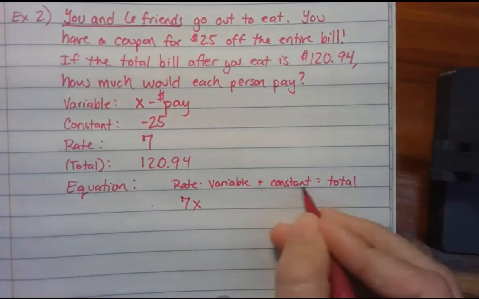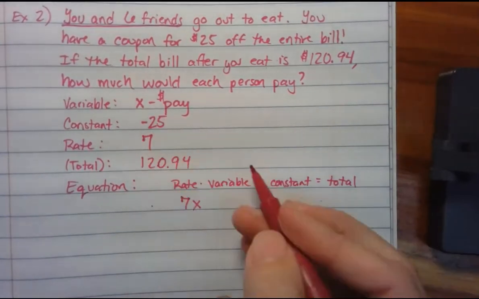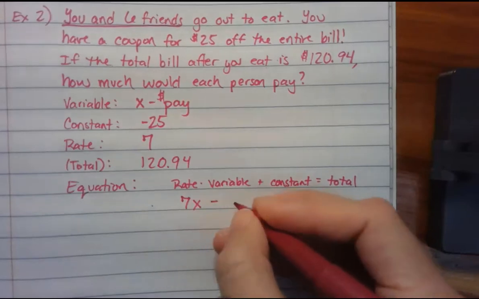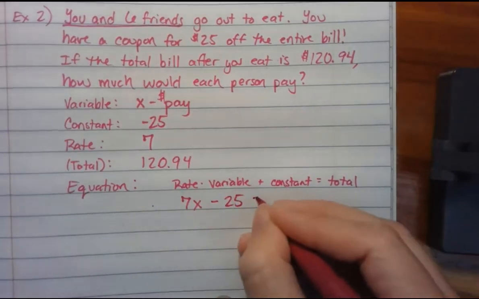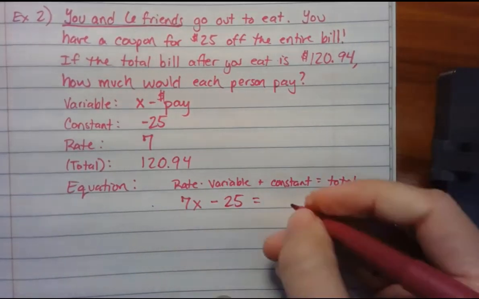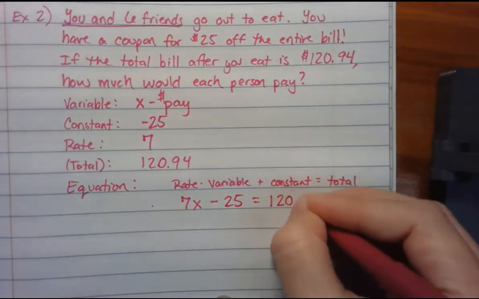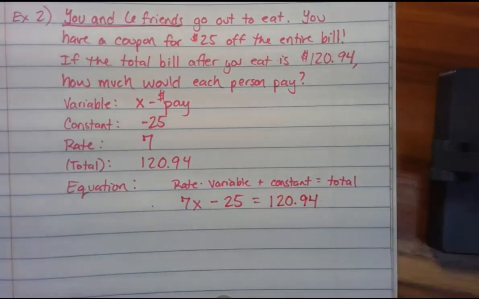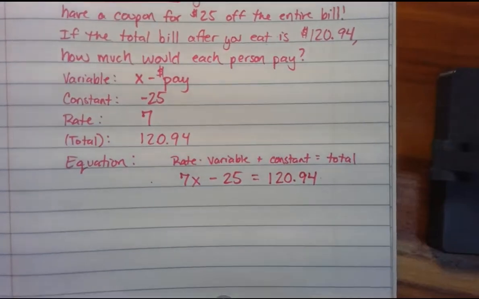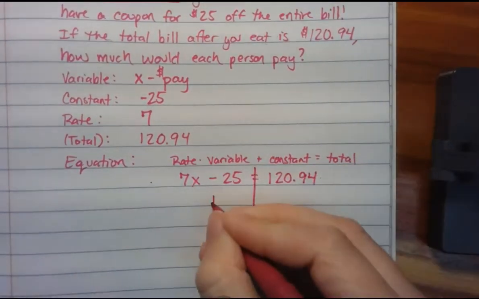Now, we're adding the constant, but notice that our constant is negative. So instead of adding the constant this time, because it's negative, we're actually just going to subtract it. So we're taking away that $25 coupon. And then our total was $120.94.